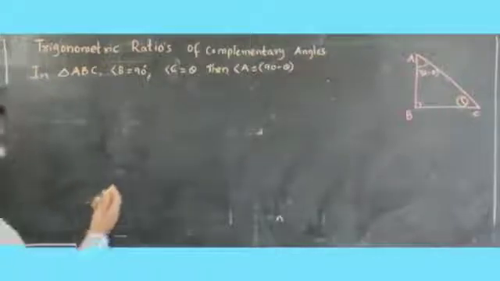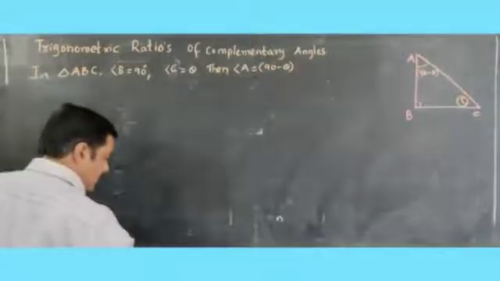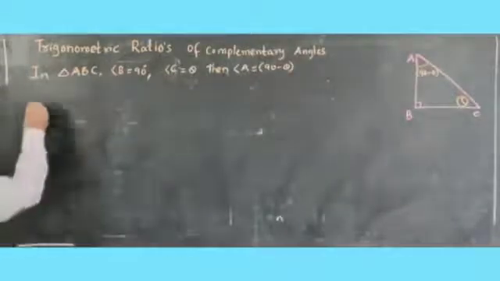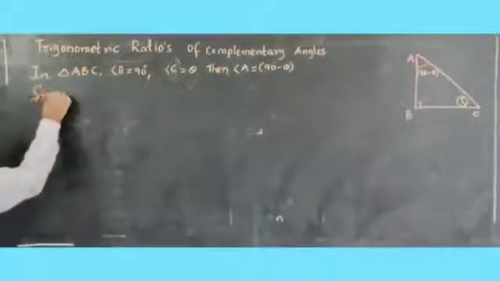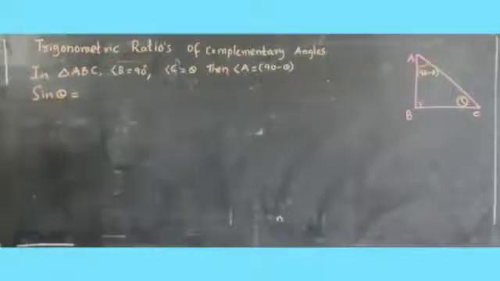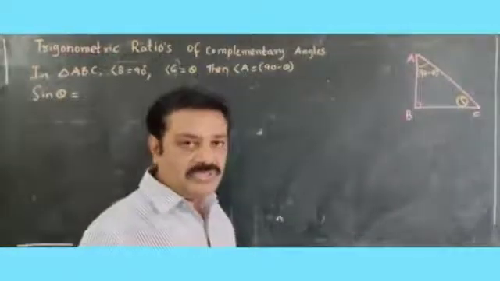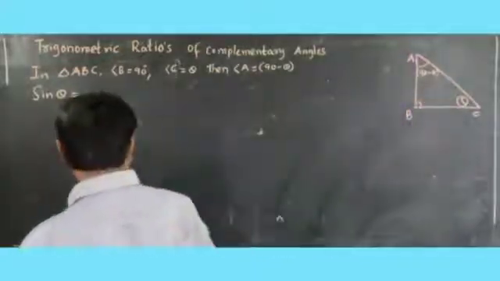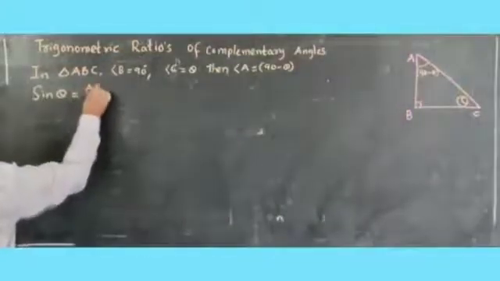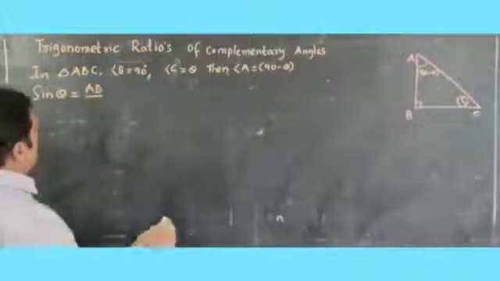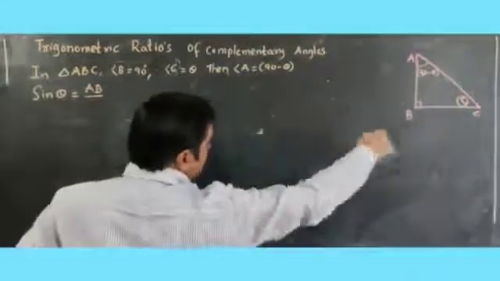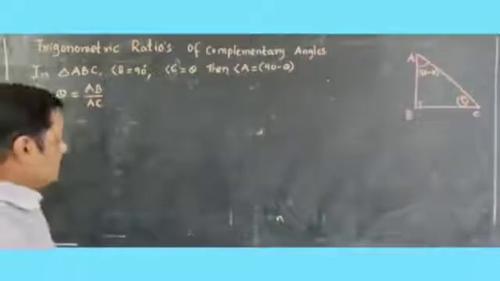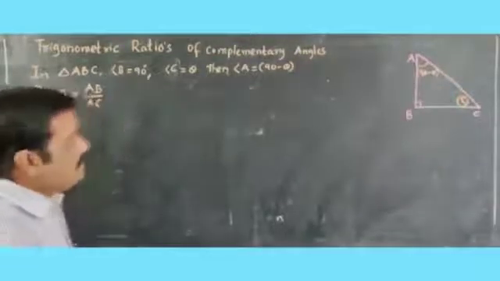Okay, once we recall, first I am taking sine theta. Sine theta means opposite side to theta. The theta's opposite side is AB, by hypotenuse, which is AC. So the value of sine theta is AB by AC.